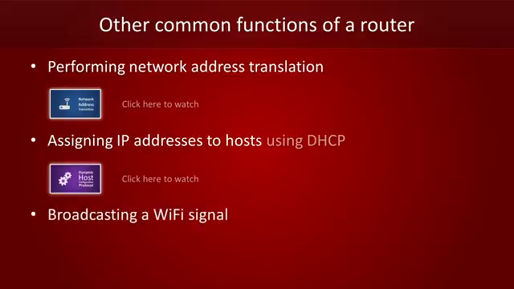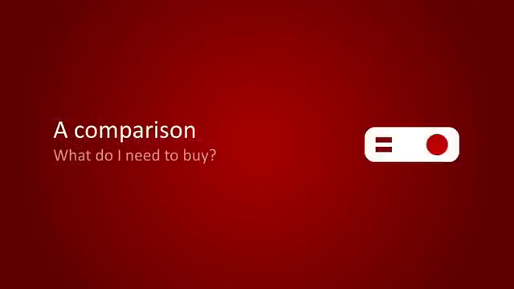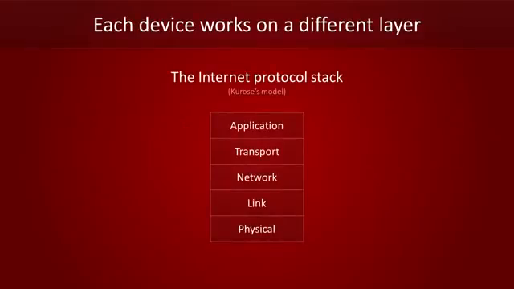Additionally, many routers can also act as an access point for Wi-Fi. Now that we've gone over all 3 devices, let's compare them. It is worth pointing out that hubs, switches, and routers each operate on a different layer. You may recall from other videos that every packet traveling over the internet consists of 5 layers.